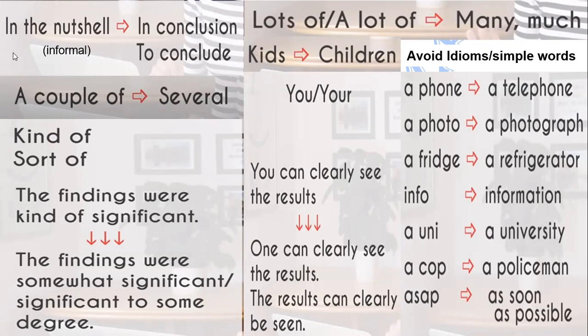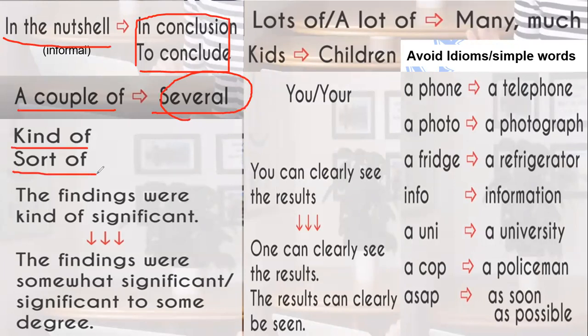First of all, "in a nutshell" is an informal phrase, you can't write it. You need to write either "in conclusion" or "to conclude". Don't write "in a nutshell". Then "a couple of": no, you need to write "several". Then "kind of" or "sort of".